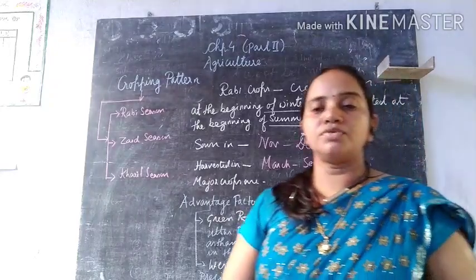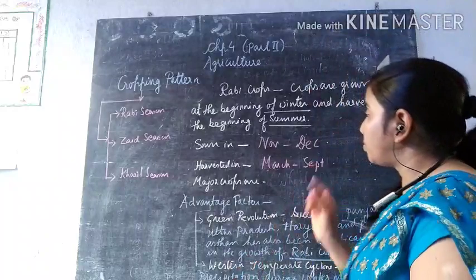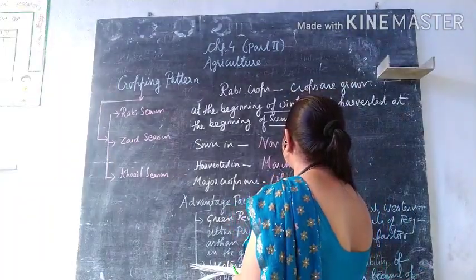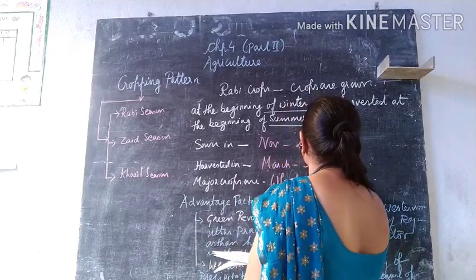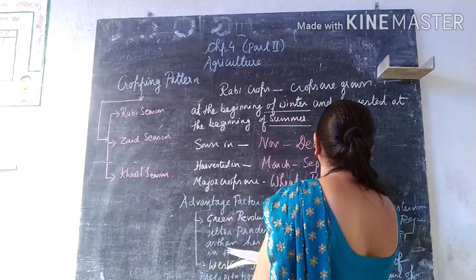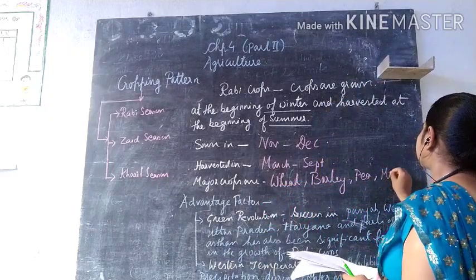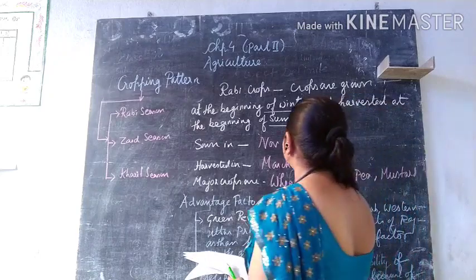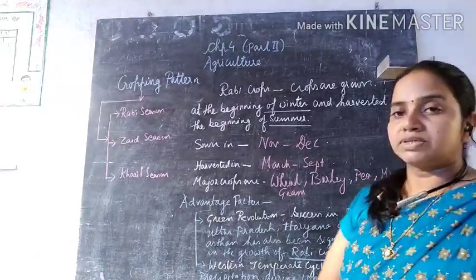So this is how we do that. And what are the important crops grown here? The first, everybody knows, is wheat, and the second is barley. The third one we all know, pea, and the fourth is mustard. And then we have gram. These are the important crops of the Rabi season.